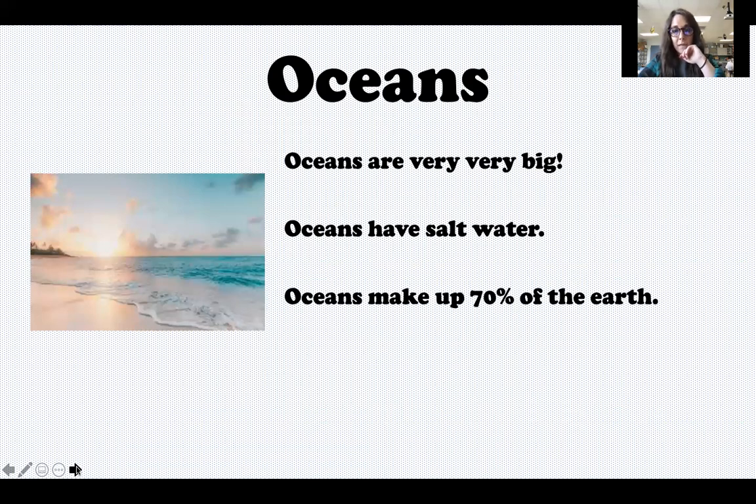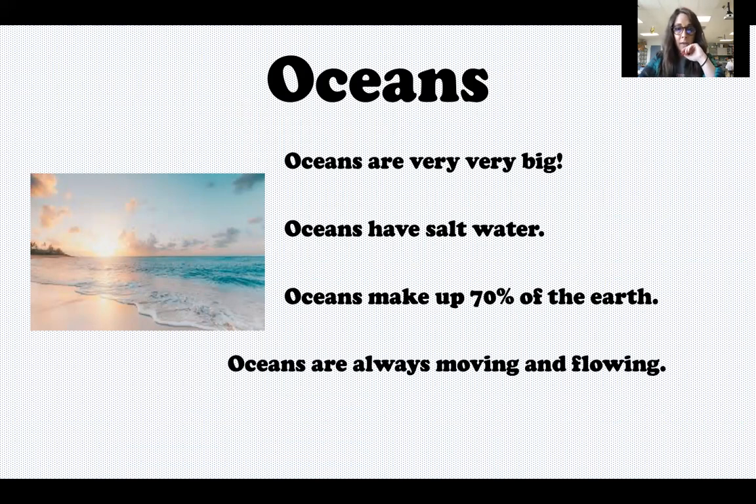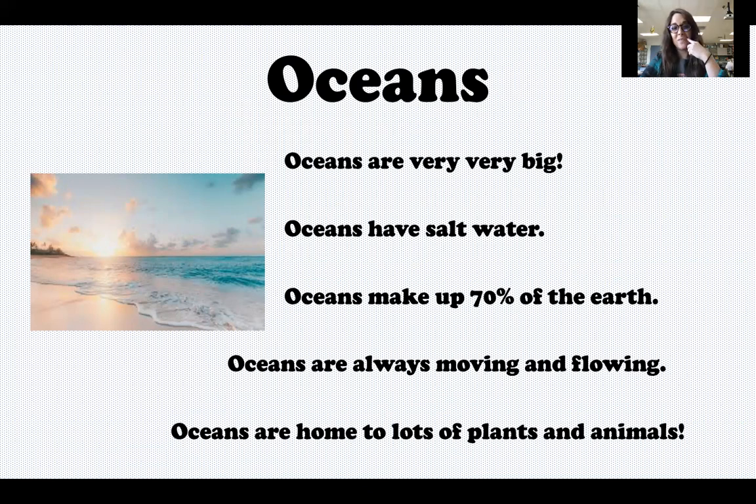Oceans make up 70% of the earth. So that goes back to what I was saying before about how the oceans are very, very large and take up most of the earth. And oceans are always moving and flowing. And if you've been, you know that they have lots of waves. Oceans are home to many, many, many plants and animals.